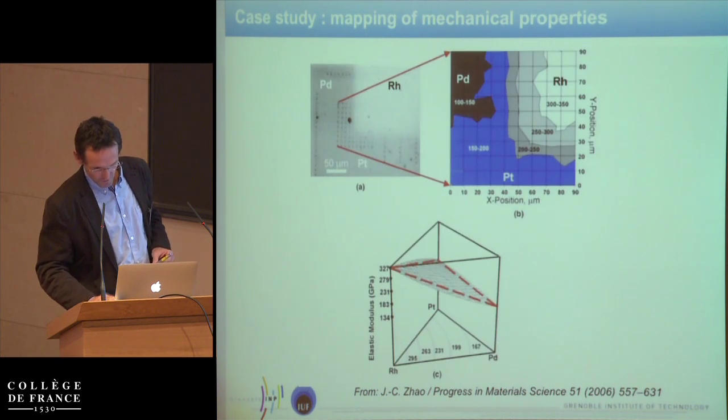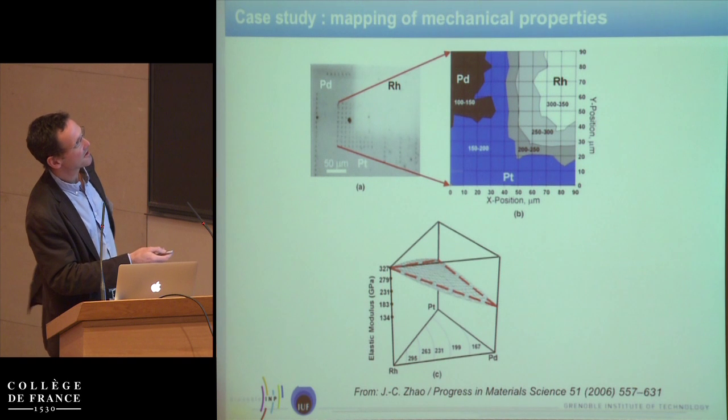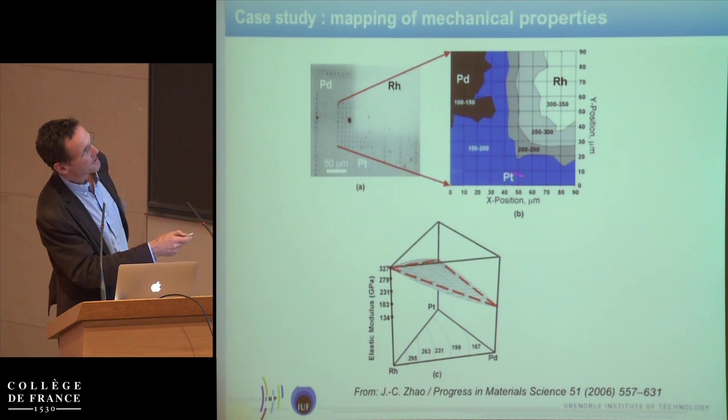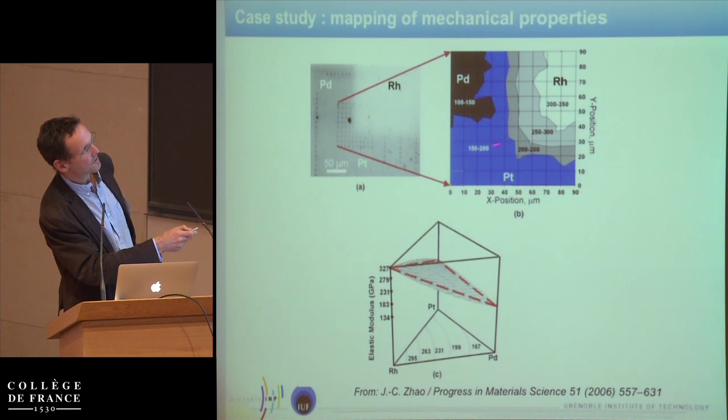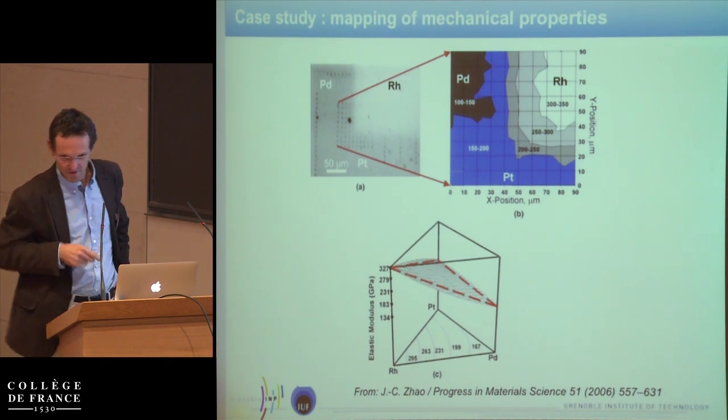And so, okay, this is the same data shown in a different way. And then you can see, depending on the composition, what are the ranges of yield and Young's modulus that you find. And then you can map these kinds of things.